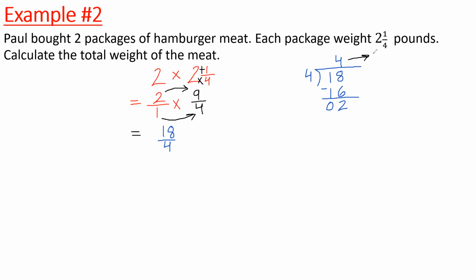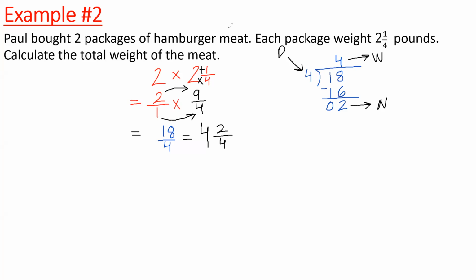The whole number is 4. The numerator is 2, and the denominator is 4. And so we have that 18 over 4 is equal to 4 and 2 over 4. So are we done or do we still have some more work to do?